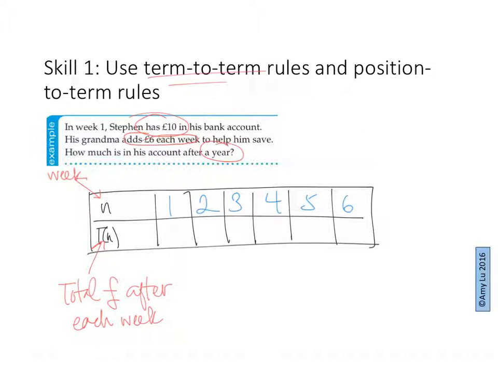Now from here, let's read the information. In week 1, Stephen has 10 in his bank account. So in week 1, he already has 10 pounds in his bank account. Now his grandma adds 6 each week to help him save. So 10 plus 6 is 16, and so forth and so forth. So at this time, pause the video to complete this table, and then use it to find the term to term rule and then the position to term rule.